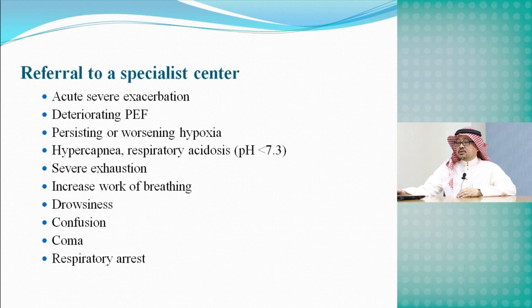When should we consider referring to the specialist center? If we have one of these criteria: the first one will be acute severe exacerbations, deterioration of the peak expiratory flow, persisting or worsening hypoxia, hypercapnia, respiratory acidosis, pH less than 7.3, severe exhaustion, increased work of breathing, and drowsiness, confusion, coma, and respiratory arrest.